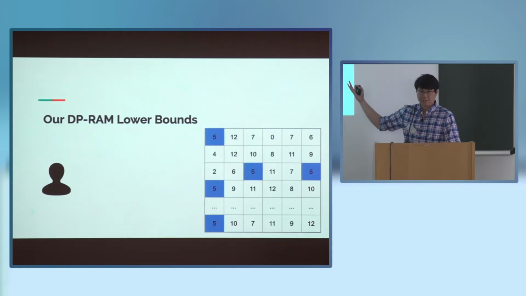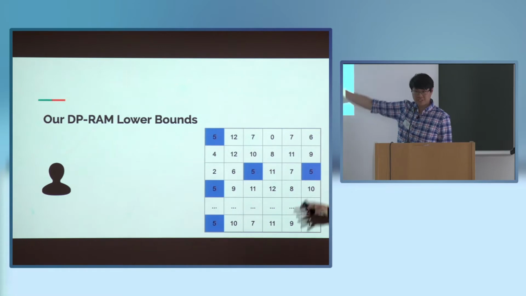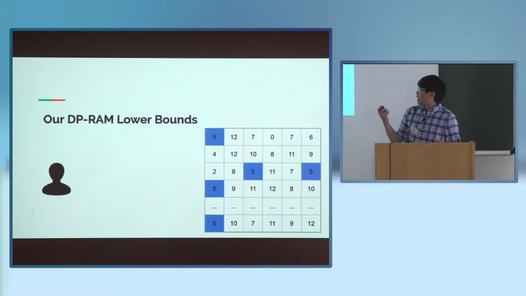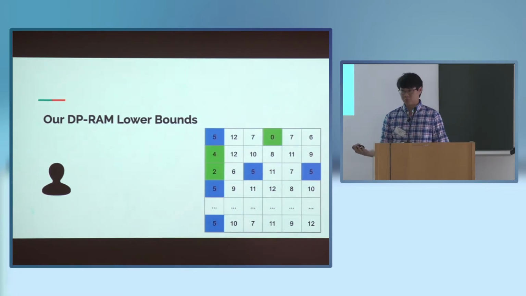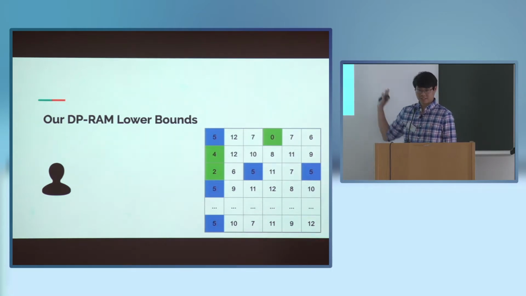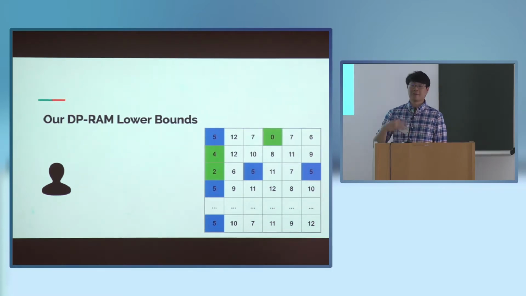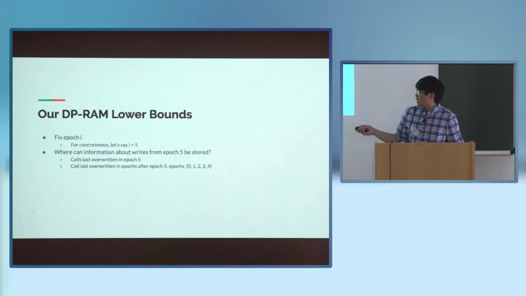Well, start off with the simplest one. Of course, if you overwrote a cell in epoch 5, you had those bit strings, so that information can be stored in these cells. And of course it can be in all future operations as well. Like I said, I numbered the epochs in reverse, so cells overwritten by an epoch in the future can also contain information about epoch 5. So these are the two places: epoch 5 and all the future epochs.